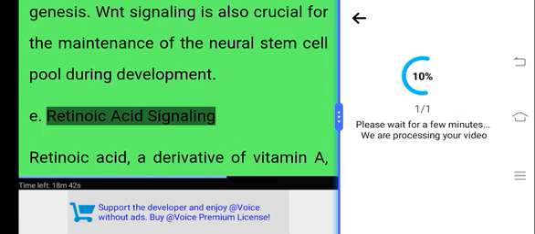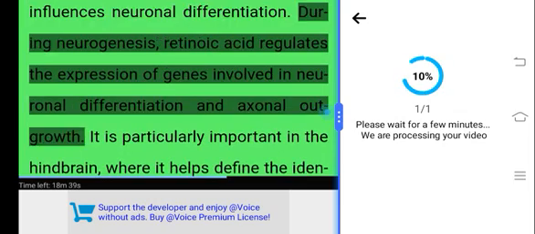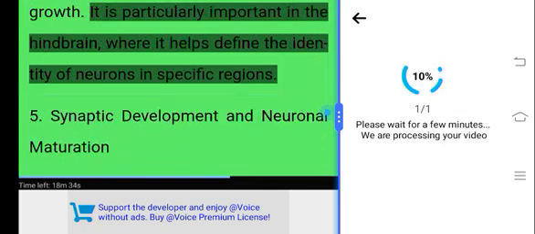E. Retinoic acid signaling. Retinoic acid, a derivative of vitamin A, acts as a potent signaling molecule that influences neuronal differentiation. During neurogenesis, retinoic acid regulates the expression of genes involved in neuronal differentiation and axonal outgrowth. It is particularly important in the hindbrain, where it helps define the identity of neurons in specific regions.